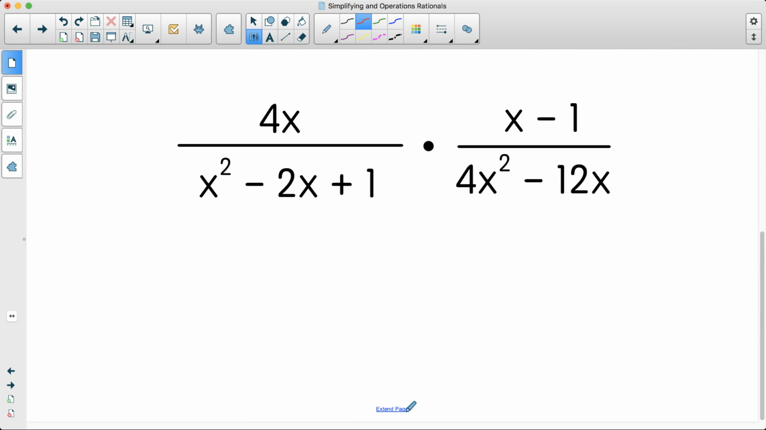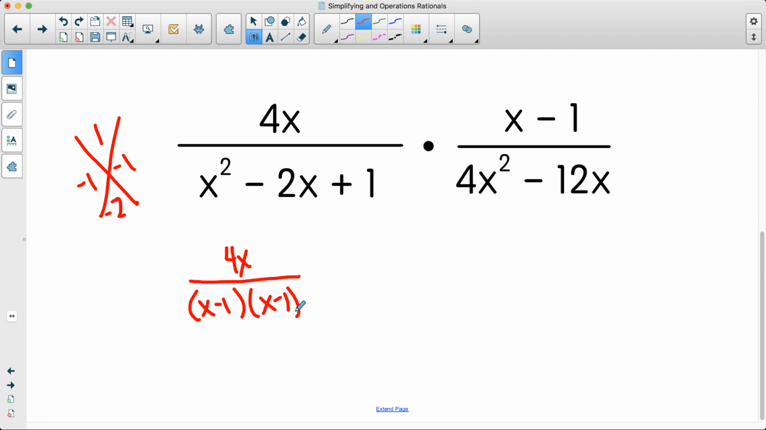All right, last example here. Let's go ahead and factor. 4x, that can't be factored, so that's just going to stay 4x, divided by, I can factor this trinomial, two numbers that multiply to positive 1 and add to negative 2 are negative 1 and negative 1. So this is going to factor to x minus 1 times x minus 1. Over on the right, I've got x minus 1 in the top, which doesn't factor. And in the bottom, I can take a 4 and an x out of both of these. So 4x, and I'm left with x minus 3.